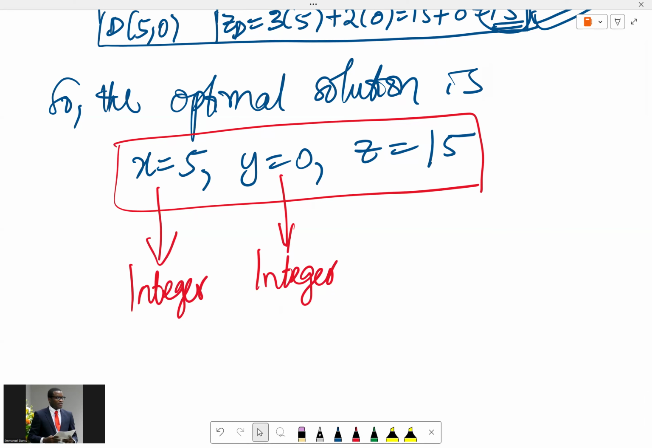But by the way, if any of the answers at this point is still fractional, then we'll keep adding cuts like that until we totally get integers, right?